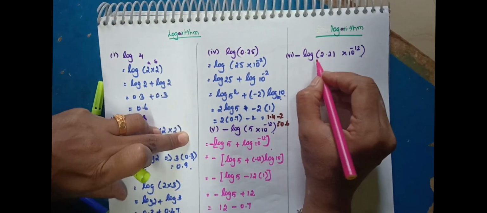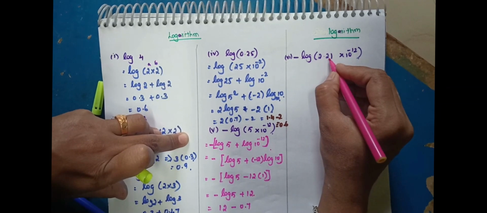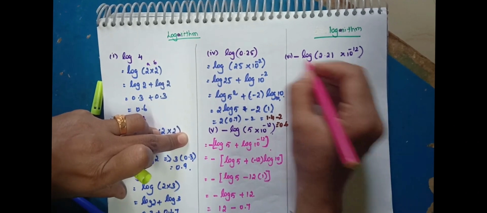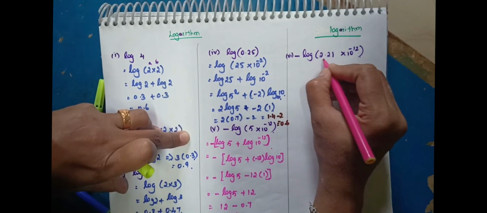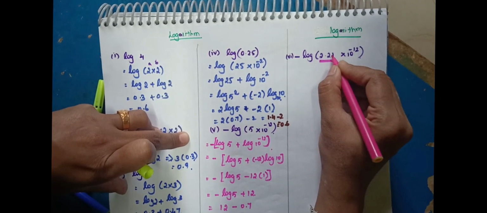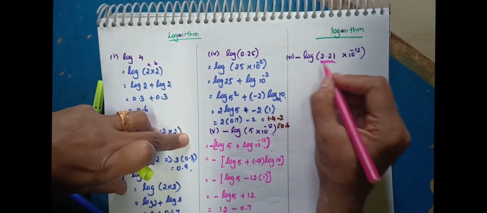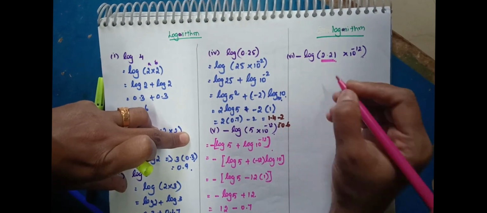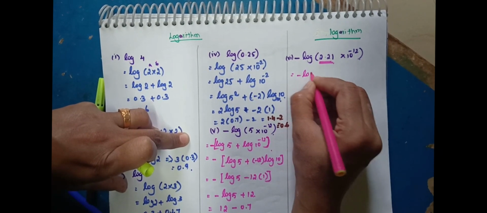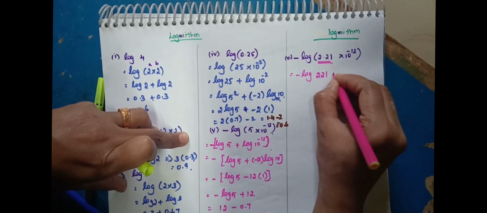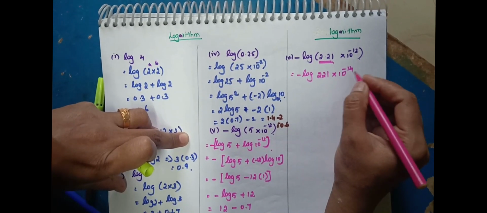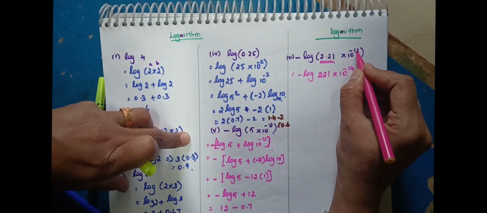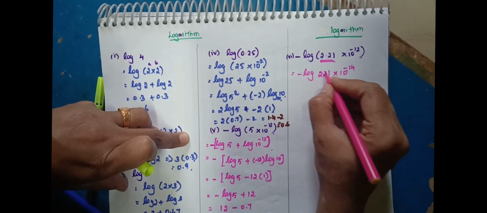Okay. So next one. Minus log of 2.21 into 10 power minus 12. This is a little complicated one. I have taken this example to show you how to do this problem. See here, if it is a complicated one, you cannot reduce the values next to the decimals. For those types of problems, what do we have to do? First, simplify the problem, and then you can work it out. See, minus log 221 into 10 power minus 14. Hope you understood. See, this decimal I have removed. It will make it 10 power minus 2. So minus 2 plus minus 12 is minus 14.